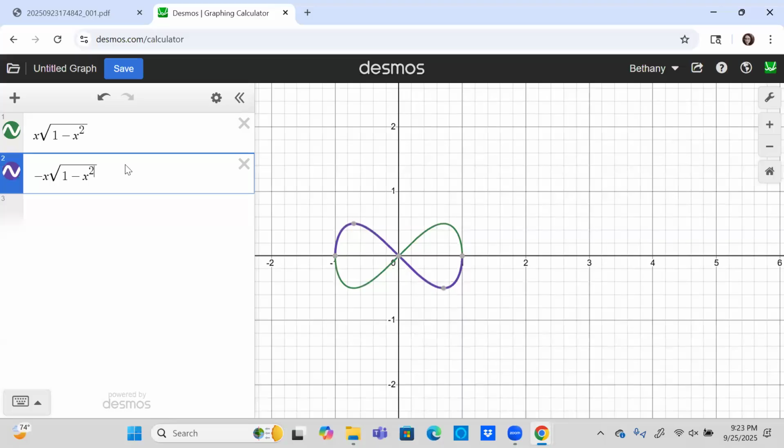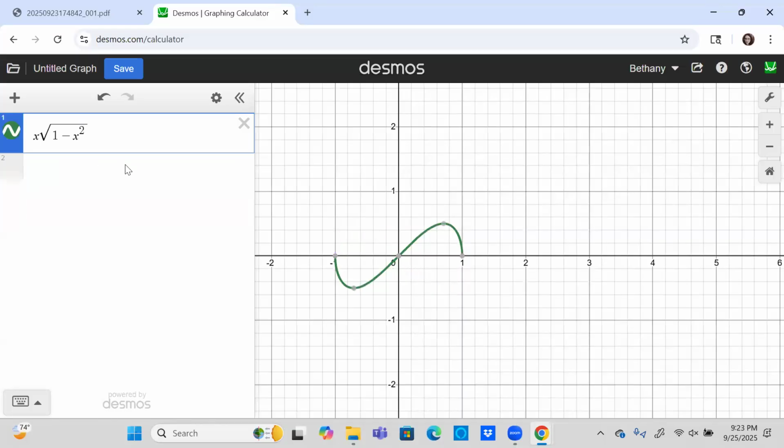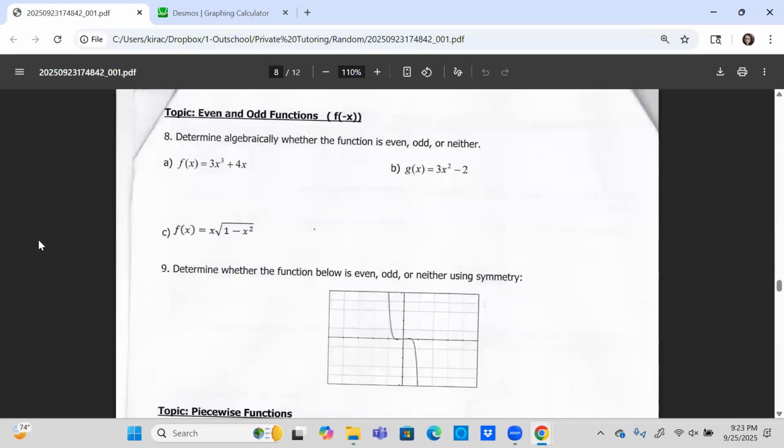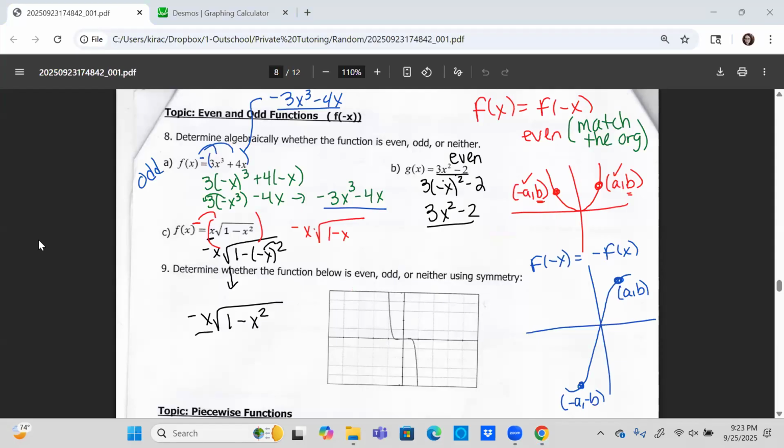I think you're good. I think that is odd. I think the answer key is wrong. Yeah, this is odd. Okay, cool. And here, I'll bring back the work. See, that is the negation.